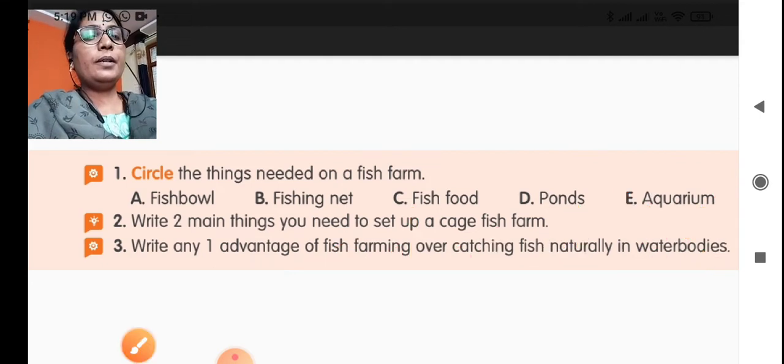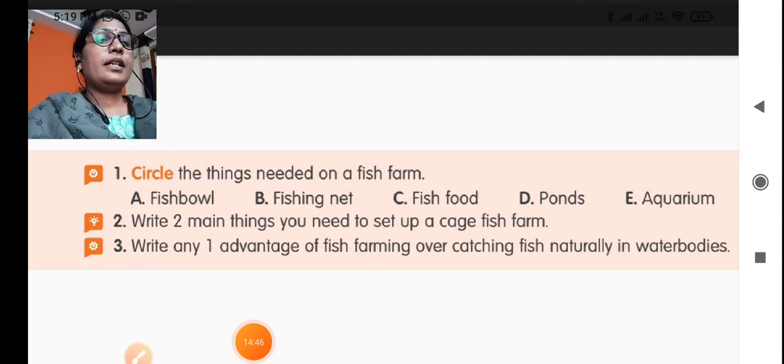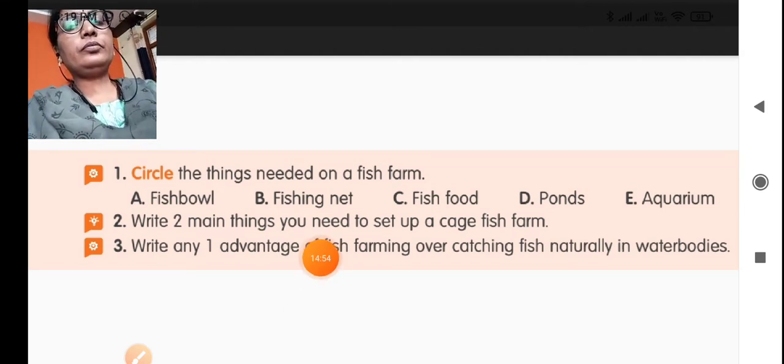Understood, children? So read this lesson and nicely write it clearly in the content book and also in the volume book. Okay.